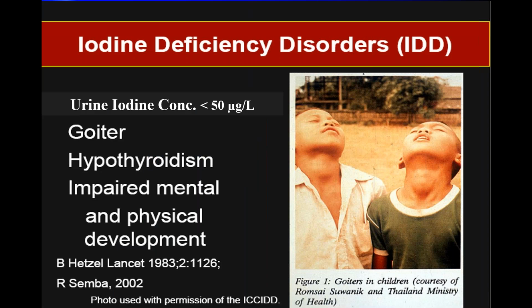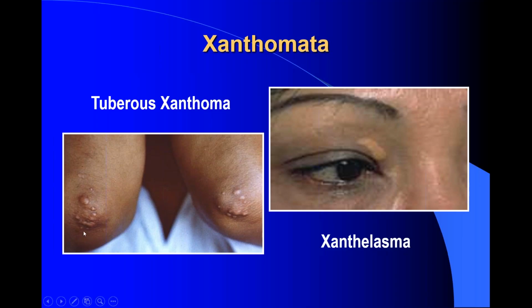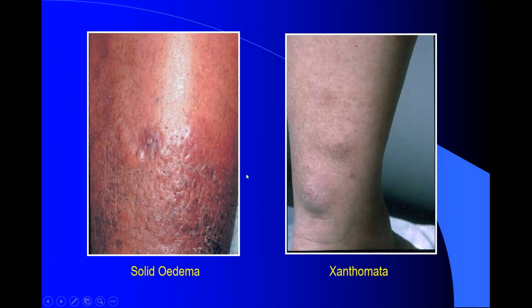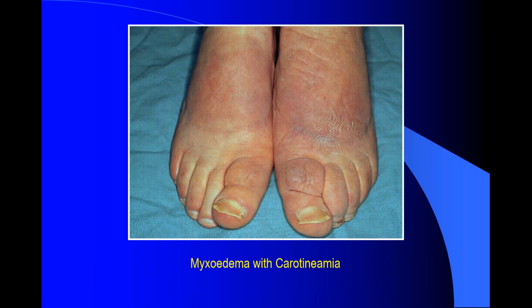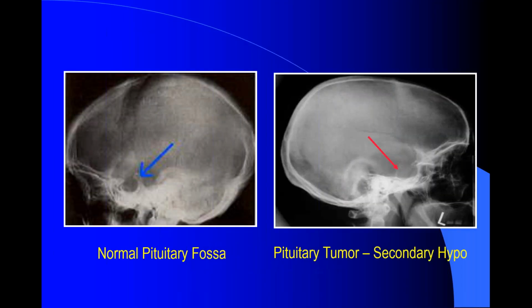You can see some, the patient can have goiter, the patient can have hypothyroidism, impaired mental and physical development. These are tuberous xanthomas, and this is xanthelasma because of increased lipid level. This is edema of limbs, solid edema and xanthomata. Then mixed edema with carotenemia. You can see the yellowish hue of the skin.